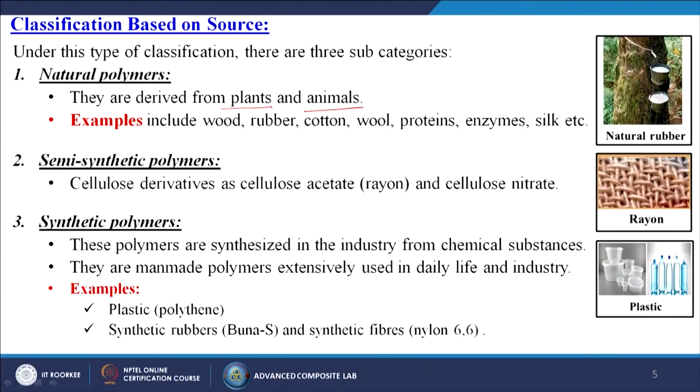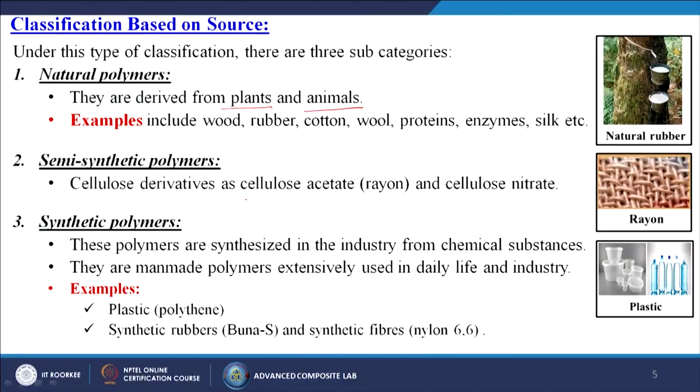So, first we will discuss all of them one by one. We will start with the classification based on source. Under this classification there are 3 subcategories, one is called natural polymers. Natural polymers are those which we get from the environment, that means they are derived from plants and animals. What are the examples? Examples are wood, rubber, cotton, wool, protein, enzymes, silk, etc. So, these we get directly from plants or animals.